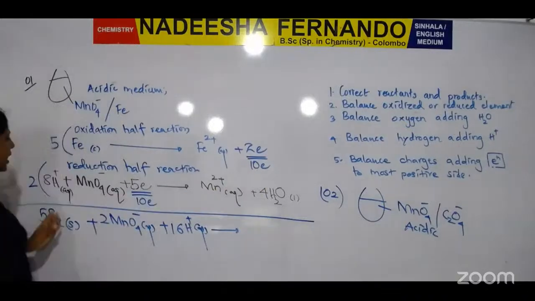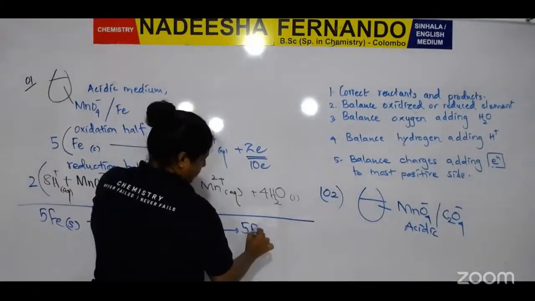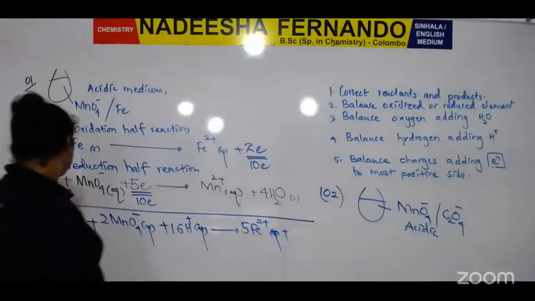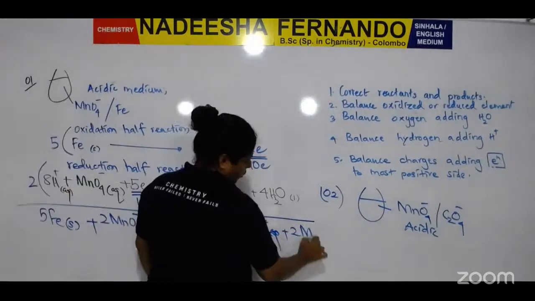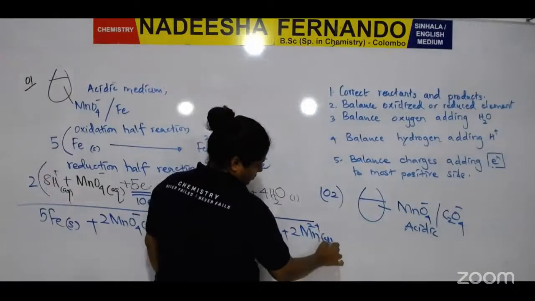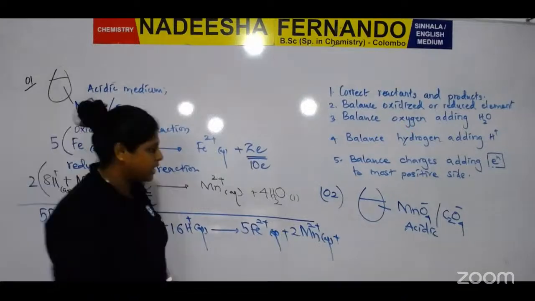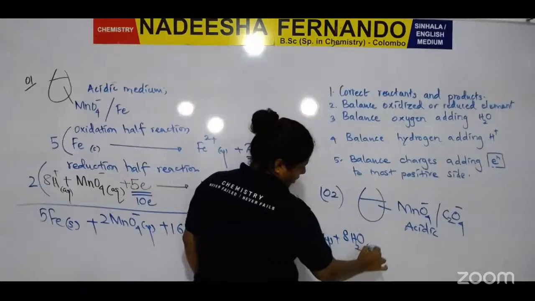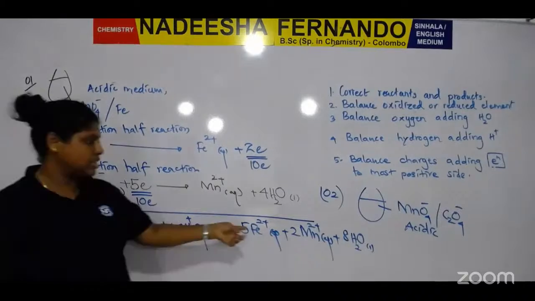And the product side, 5 Fe3+ plus 2 times Mn2 plus is 2 Mn2 plus, plus 2 times 4 is 8 H2O liquid. So how you check whether this reaction is balanced?